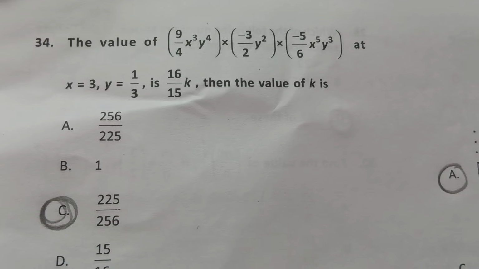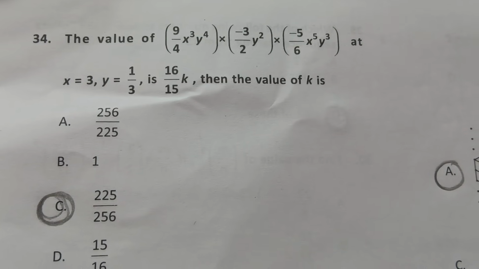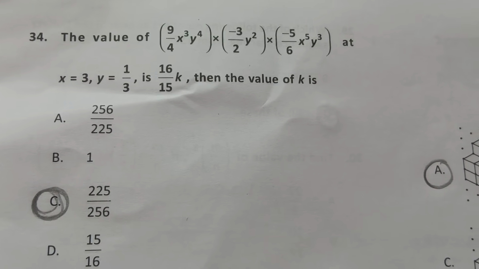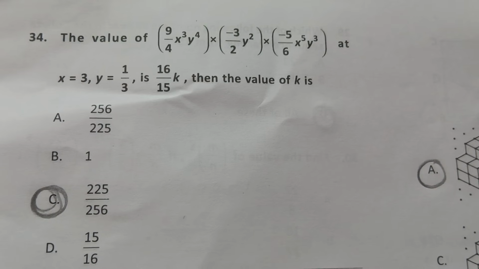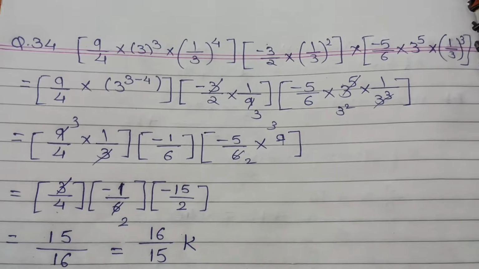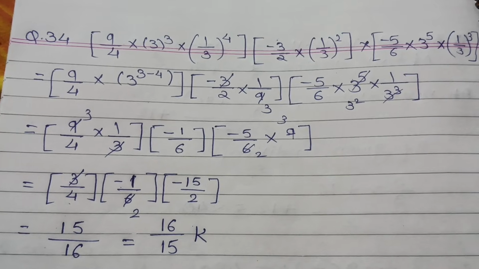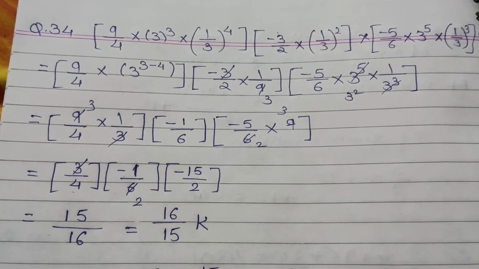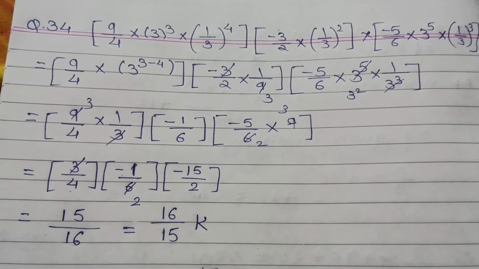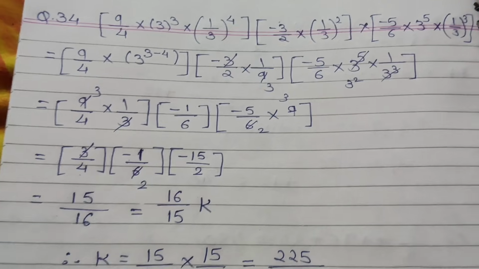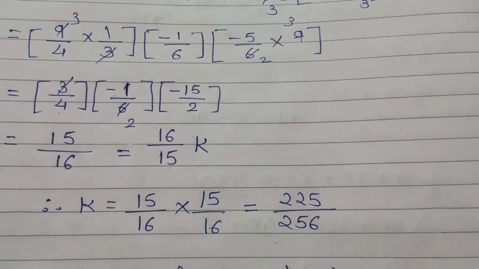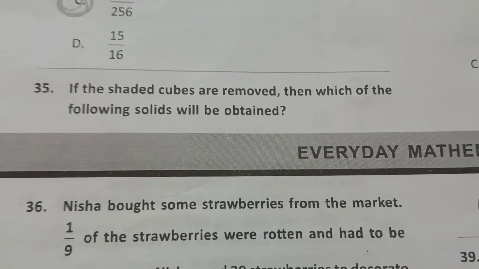Question number 34. Find the value of the equation at x is equal to 3 and y is equal to 1 by 3, and its value is given, that is 16 upon 15 k. And we have to find the value of k. Let's start the calculation. Put the values of x and y in the given equation, and solving using the law of indices, we get the final value of the equation as 15 upon 16. Now equate this 15 upon 16 with the given value, that is 16 upon 15 k. So we get the value of k as 225 upon 256. Hence option C.